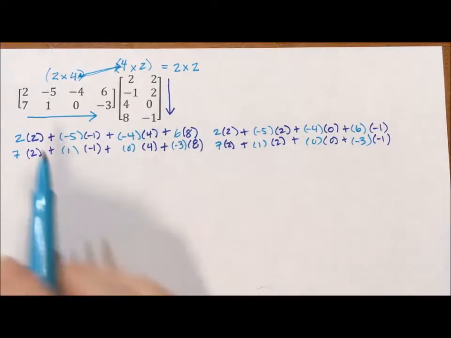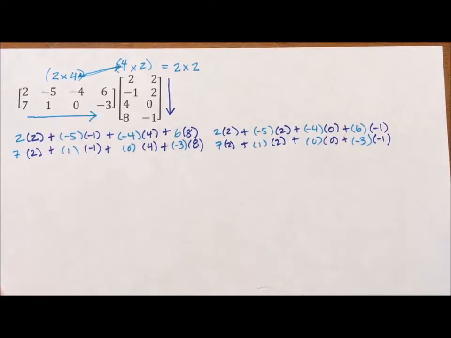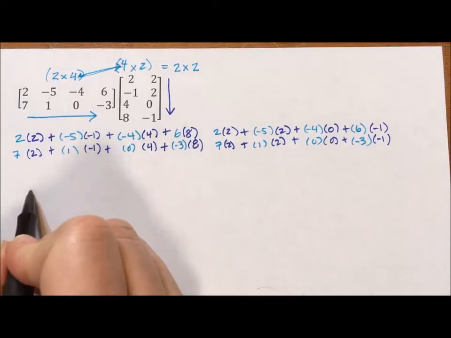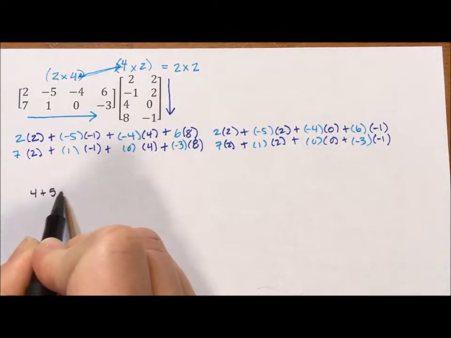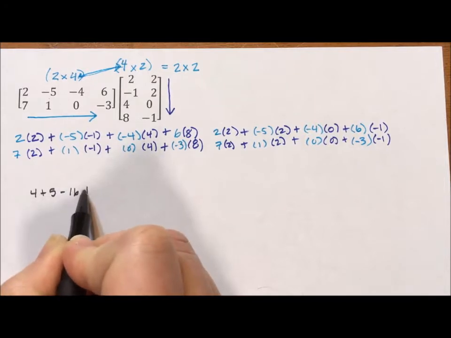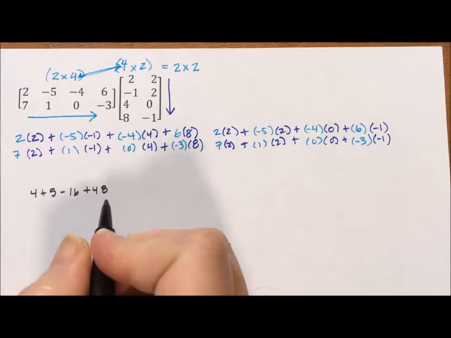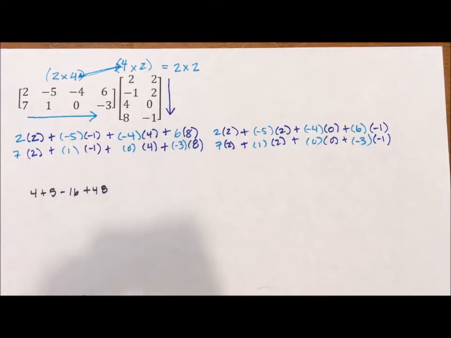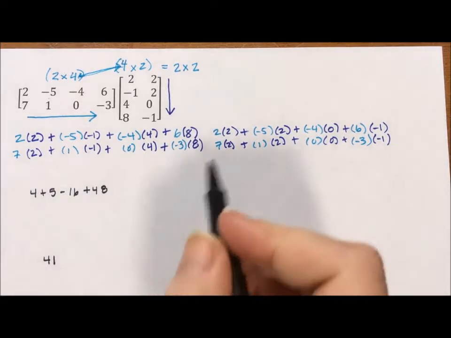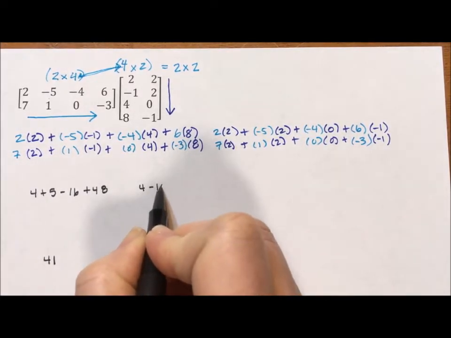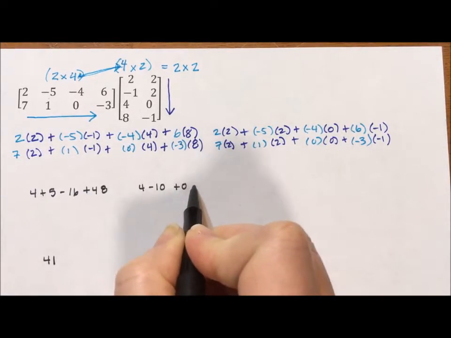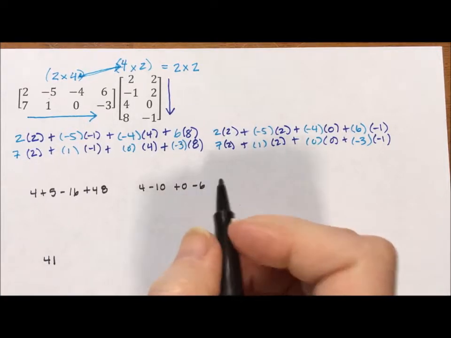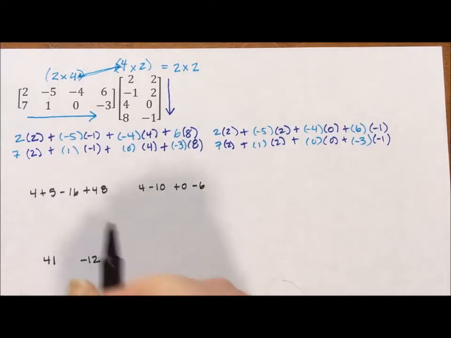So then we multiply this out. Let's see. 4 plus 5 minus 16 plus 48 is going to equal 41. For this we have 4 minus 10 plus 0 minus 6. That's going to be a negative 12.